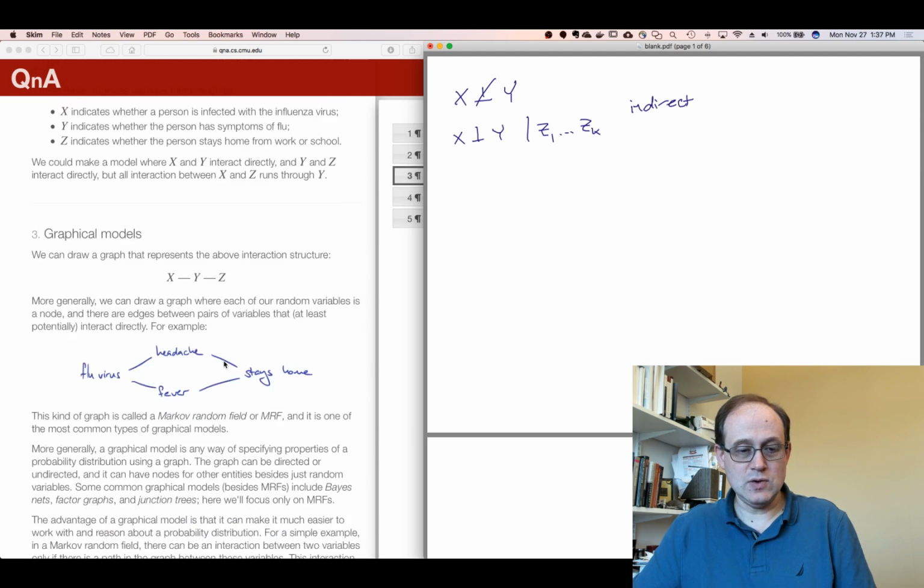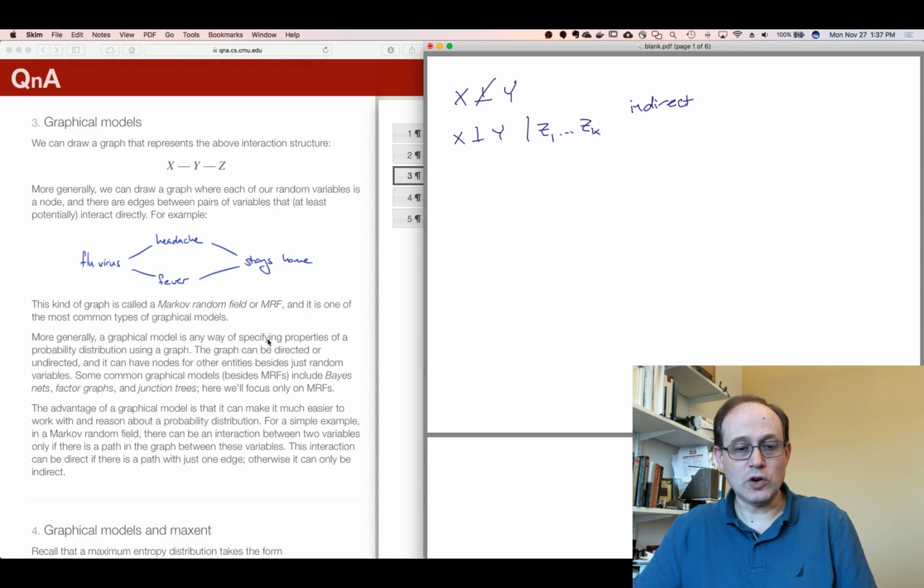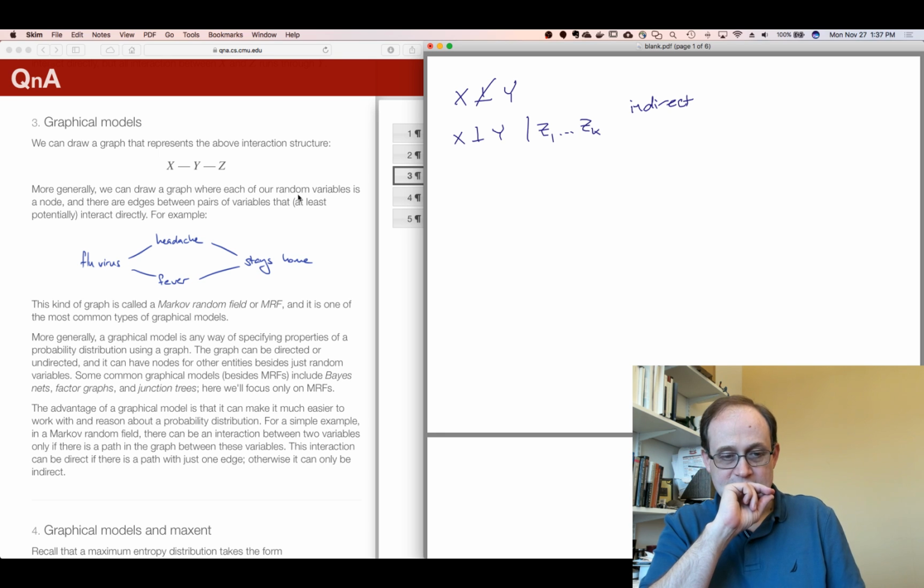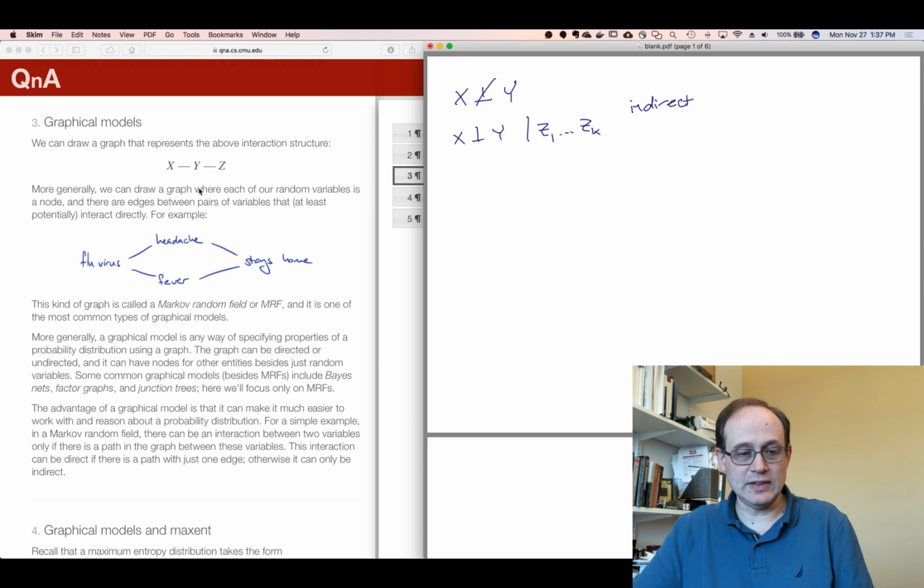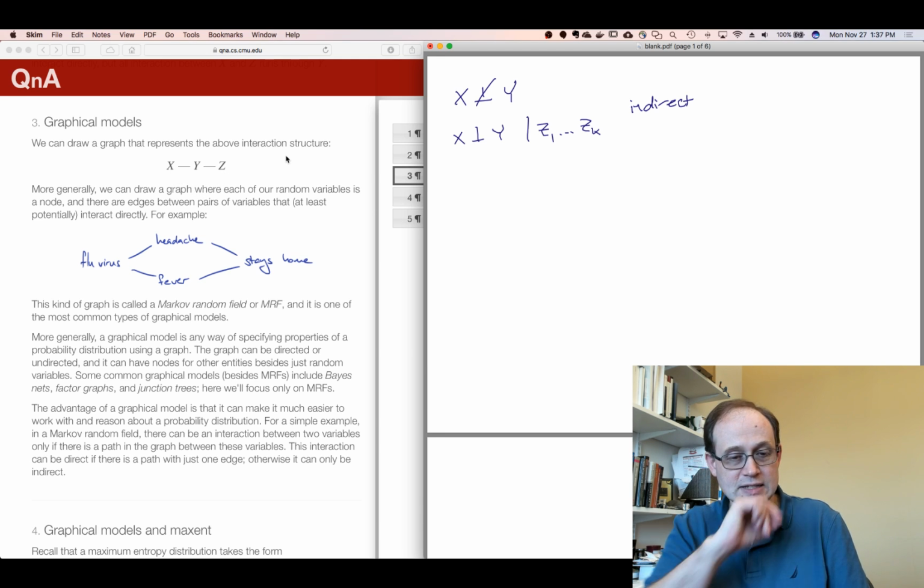So you can draw a graph that represents this interaction structure. Here it is at the top of section 3. What we've done is we've drawn an edge between any pair of random variables that interact directly. So this is saying that x interacts directly with y, which interacts directly with z, but x doesn't interact directly with z because there's no edge. Now x interacts indirectly because there's a path.